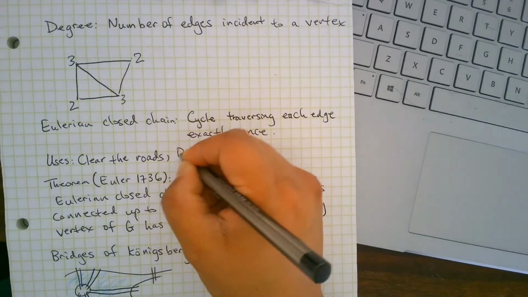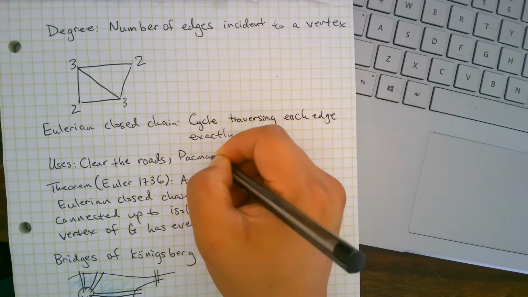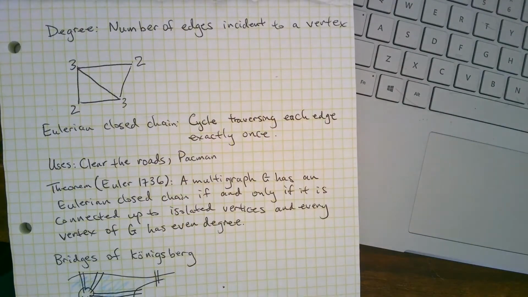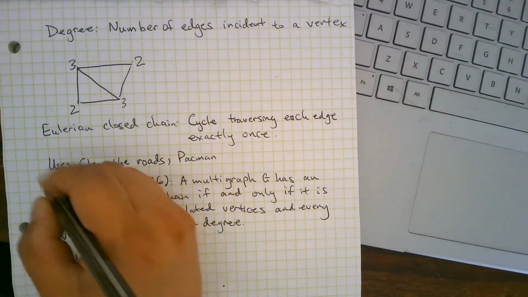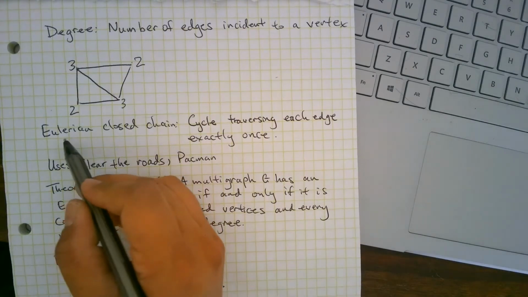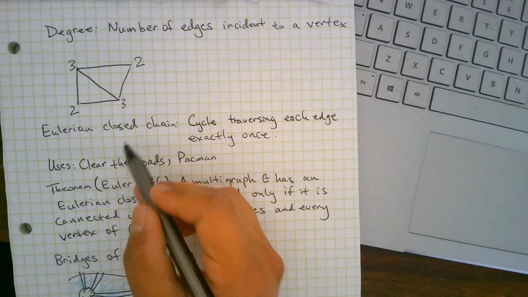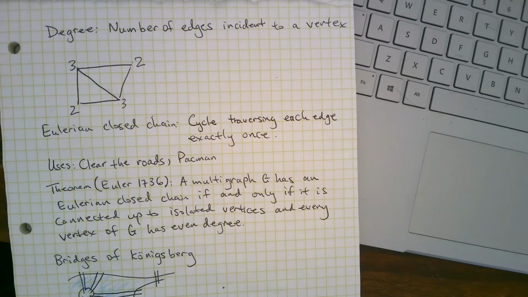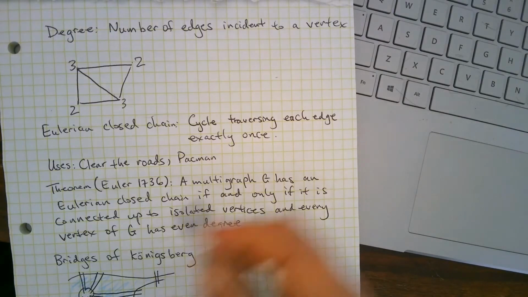You might also be playing the game Pac-Man. You've got to eat all the stuff along every path. You don't end up doing an Eulerian closed chain because you have to run from ghosts, but that would be the easiest way to do it if you could. And it turns out this problem, so the problem is, does there exist an Eulerian closed chain for a graph? And that problem is easy.